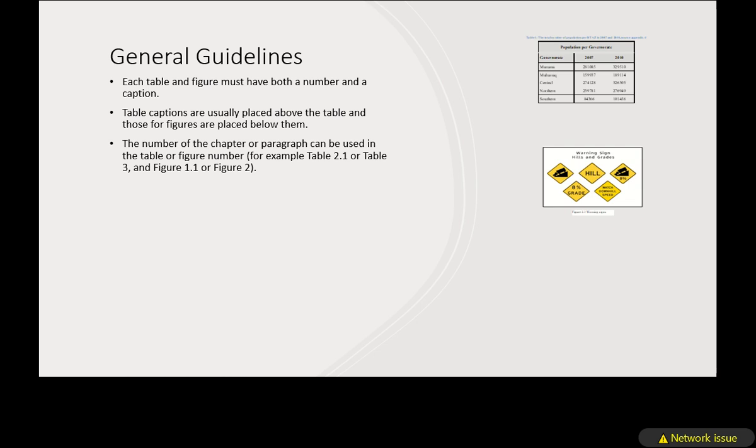So 2.1 means what? This table is in chapter number 2 and it is the first table of that chapter. Maybe there are already 5 tables in chapter number 1, but when you come to chapter 2 and you are using this style, then you have to start from 1 again. You can use continuous style or you can use this one. Both are acceptable. This one is considered easier for referencing because the number shows you the chapter number as well.